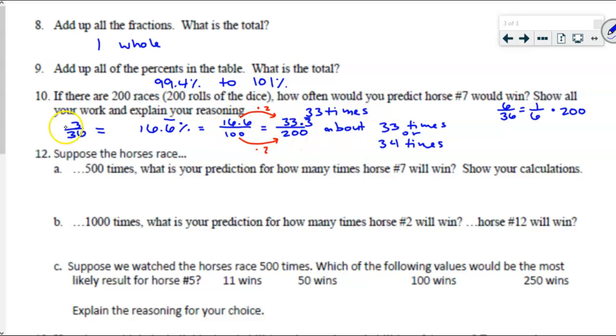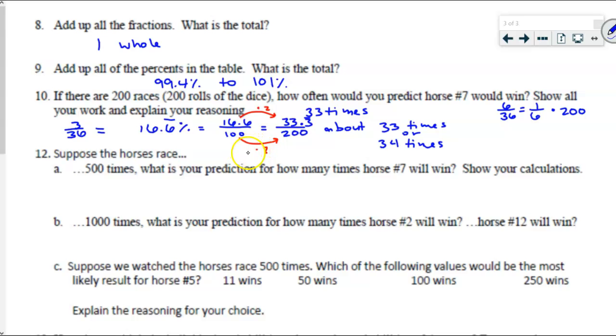This is assuming that instead of 36 horse races, instead of 36 times this happening, we would have raced 100 times. And if we would have raced 100 times, we would have rolled a 7 16.6 times. But we're not doing it 100 times, we're doing it 200 times, so we're doubling that. Does that clarify the relationship between those numbers?